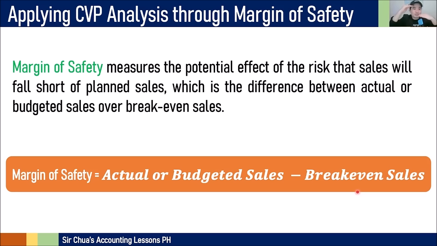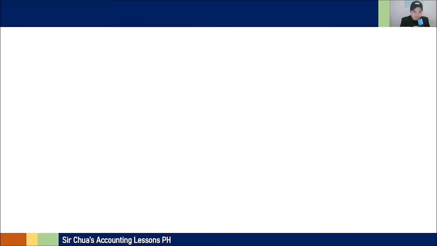Kasi kapag ka ikaw ay bumaba na sa break-even point mo, ay wala na, sorry ka, nasa loss area ka na nun. So, ibig sabihin ng margin of safety, kung ito yung budget ko at ito yung break-even ko, dapat nandun lang yung sales ko para meron akong net income. Okay? So, yun po yung sinasabi nating margin of safety. Okay, so let's solve this problem.